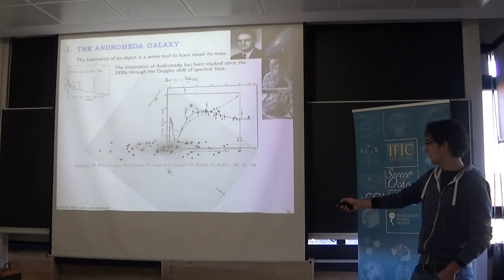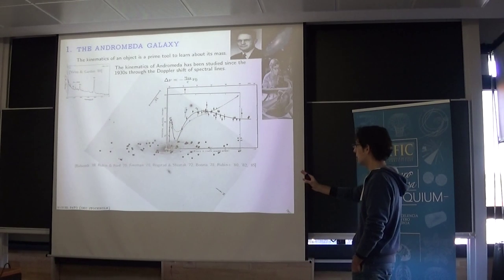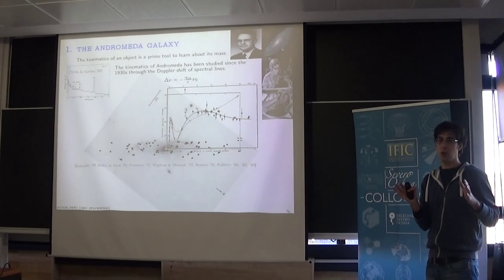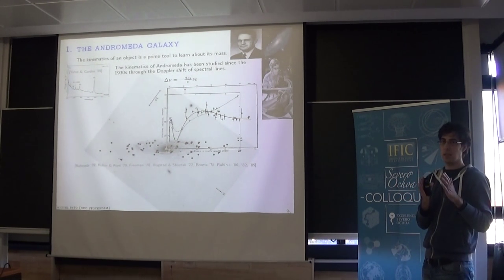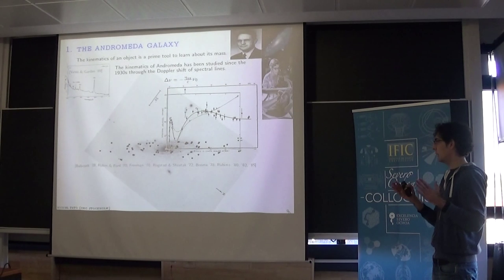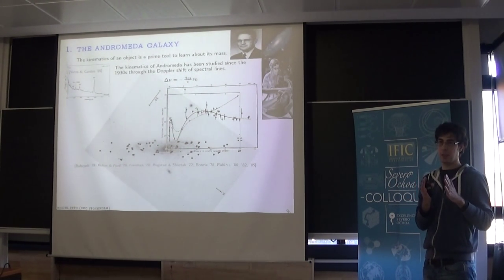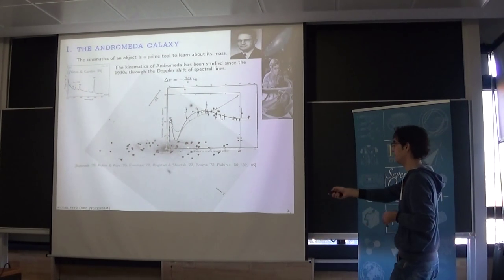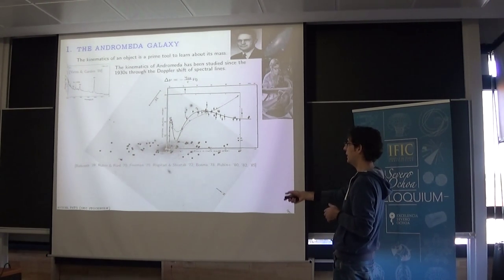Yeah, I'll go there. So the rotation curve, as it is derived here, assumes circular orbits for the gas. And in the very center of galaxies like Orion or Andromeda, the gas orbits are not circular, and it skews the velocity. So this is why you have this kind of peak structure.